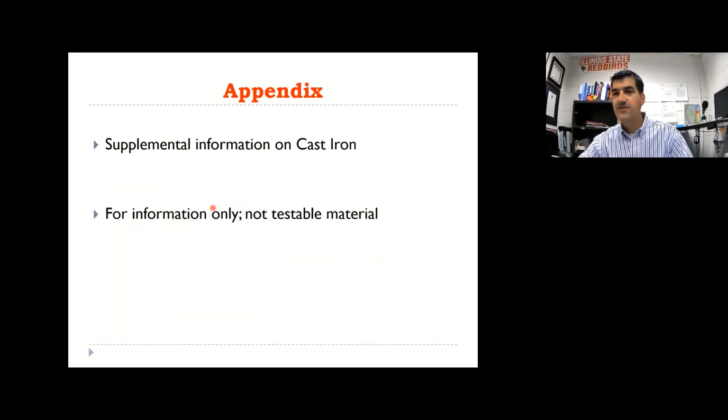All right, there are a few more slides in the appendix, but I'm not going to go through those. You have all these slides, so you can go through those. It just shows a bunch more pictures of different types of cast iron, and it just goes through all the pictures of the things that I just talked about.